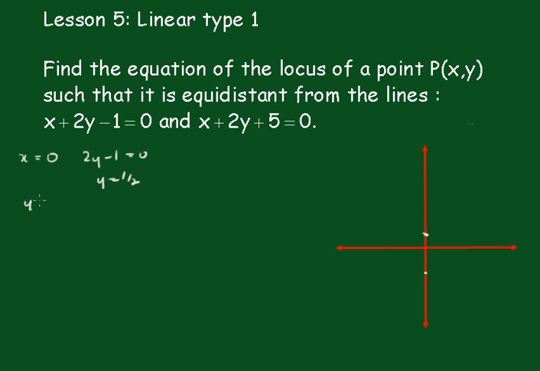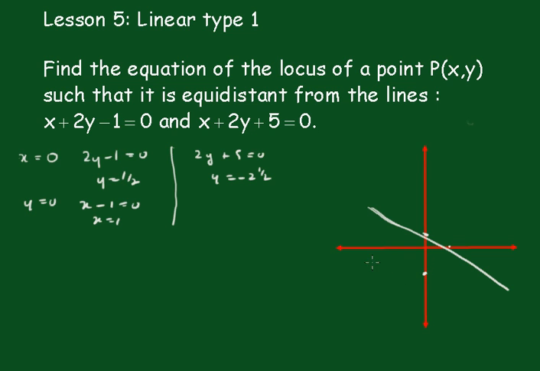And when y equals 0, we can see that x minus 1 equals 0, so x equals 1. So we've got this one over here, and it will go that way. Now, the other one, when x equals 0, we can see that 2y plus 5 equals 0, so y equals minus 2.5. Down here, minus 2.5. We can get the other intercept, but it's not necessary. We know it's parallel, so we're going to go through here. So there are the lines.